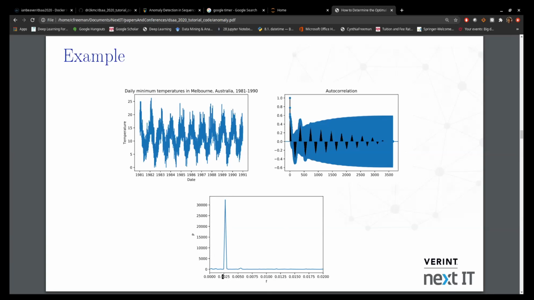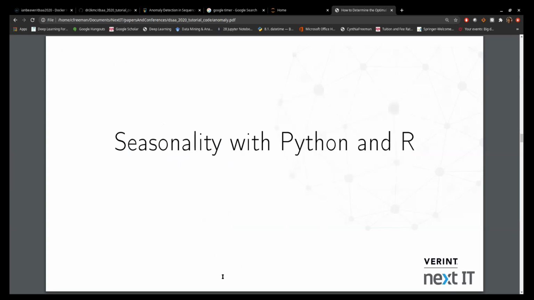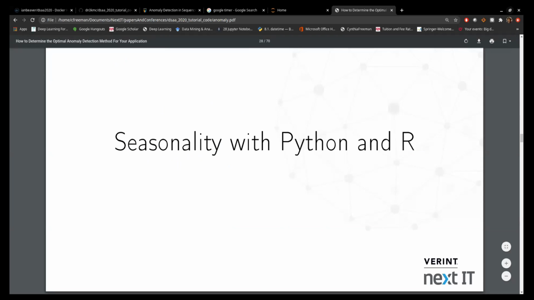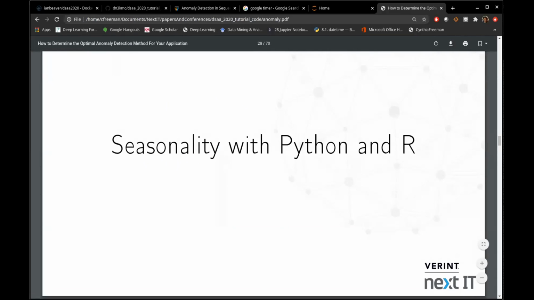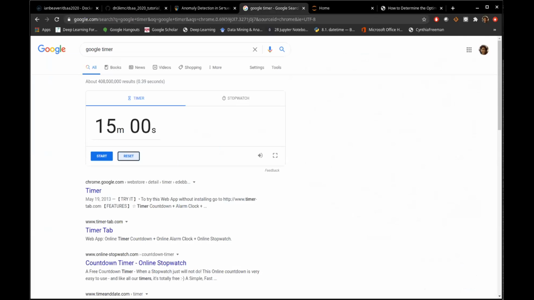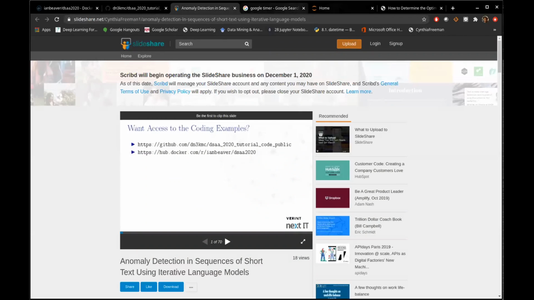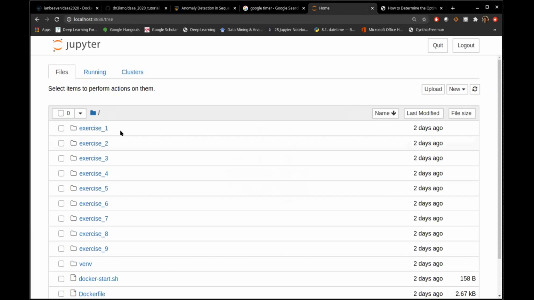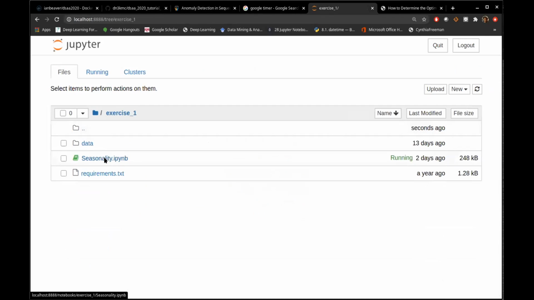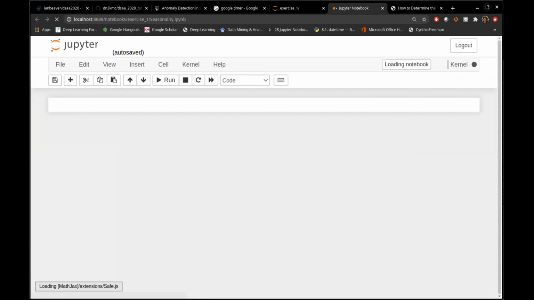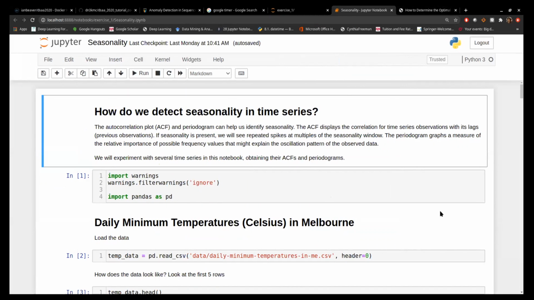So we're going to go ahead and play around with detecting seasonality using Python and R, using IPython notebooks. And I have to do it this way because for some reason, Zoom wants to put things right on the top, kind of blocking my view. So I'm going to go here. And once again, you can access these notebooks at the links that Ian has provided previously.